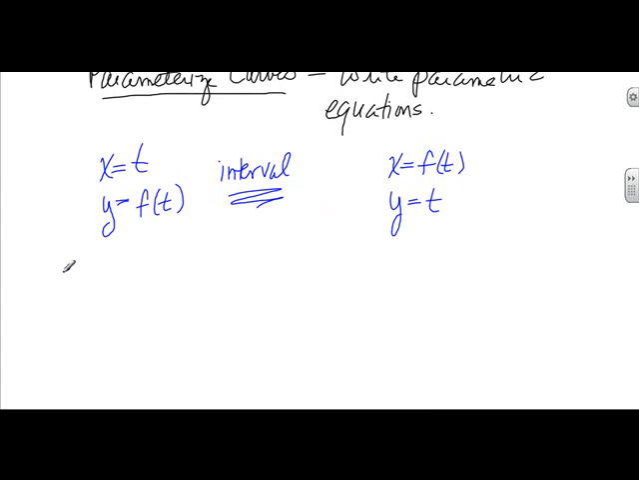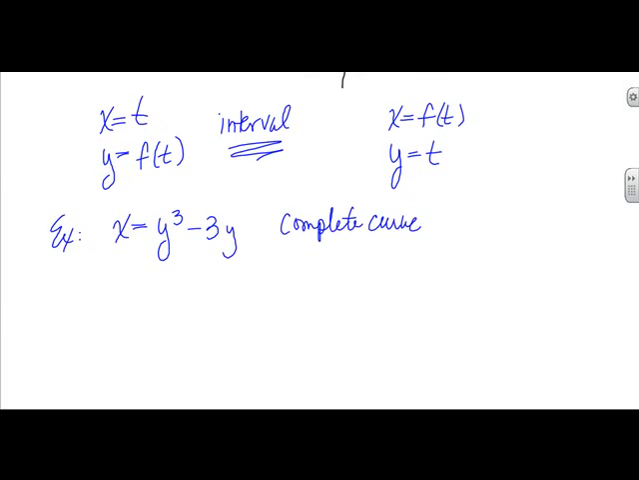So for an example, real quick, suppose we have the equation x is equal to y cubed minus 3y, and we want to graph the complete curve. Well, since I've got a cubic function here, this is going to be an S-curve, but it's not solved for y, so it's not a function. It's basically going to be an S-curve that's kind of rotated 90 degrees to the right.